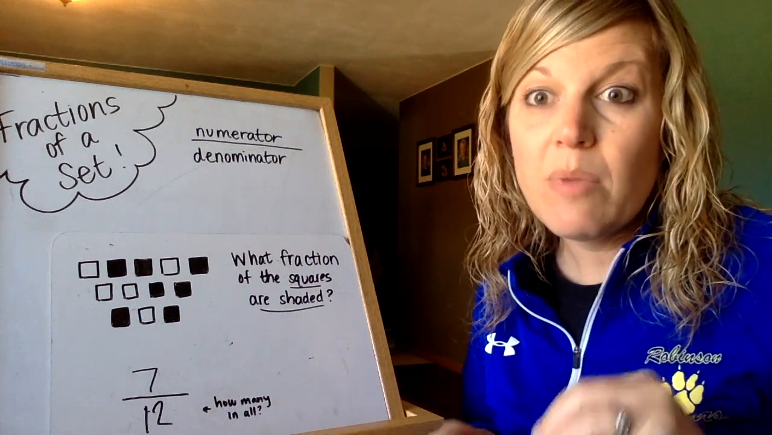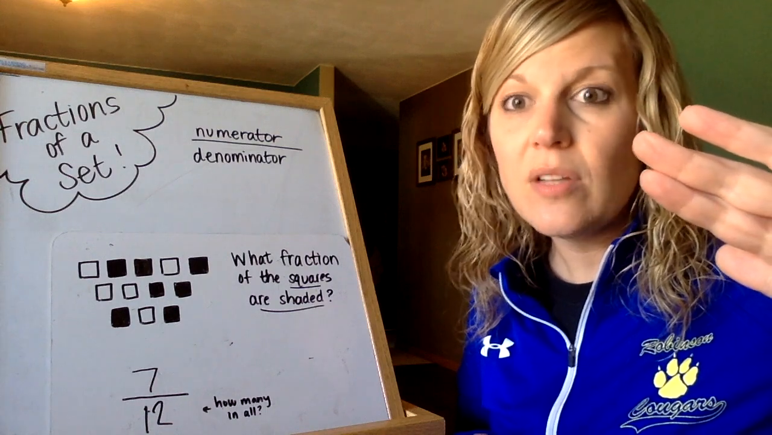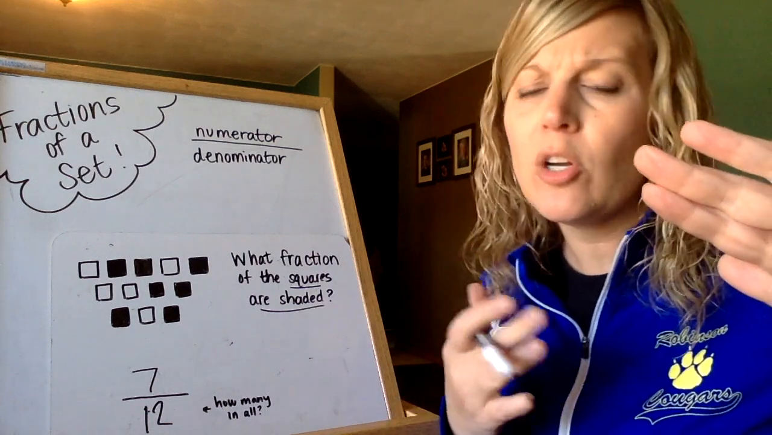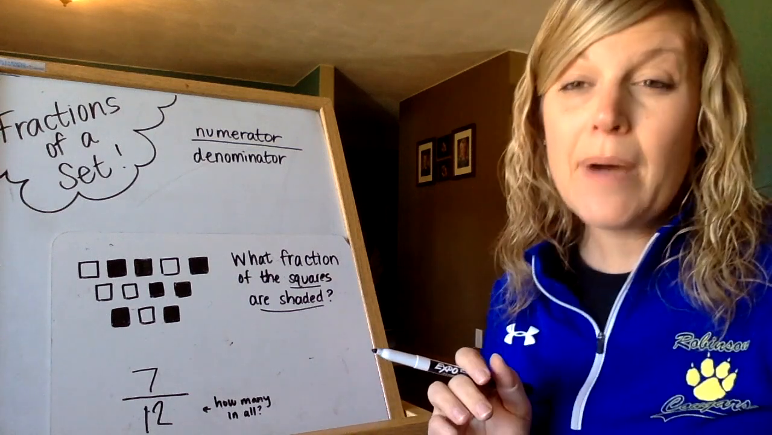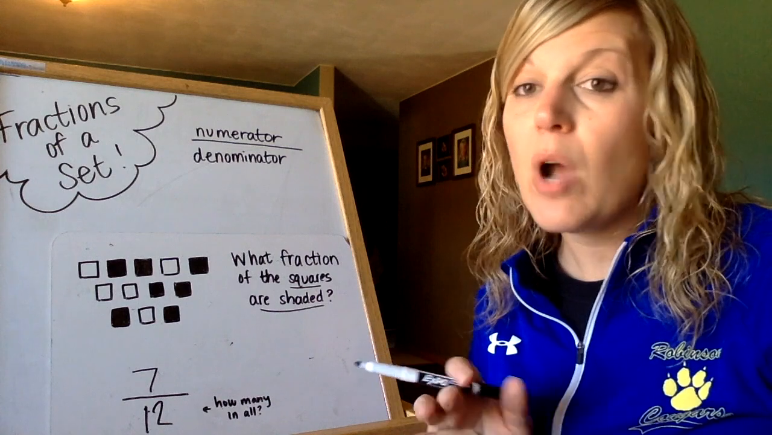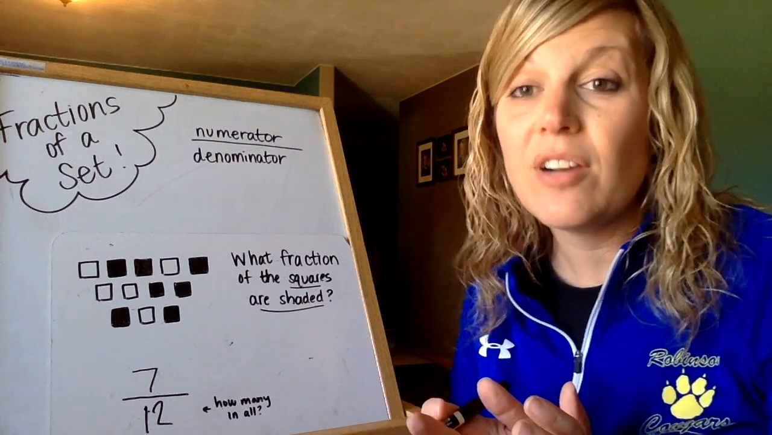So I want you to remember that the numerator answers the question and tells us how many are shaded or how many are squares or how many are whatever they're asking you. And that bottom number, that denominator, tells you how many things there are in all. So you have to look at everything to figure out that denominator.